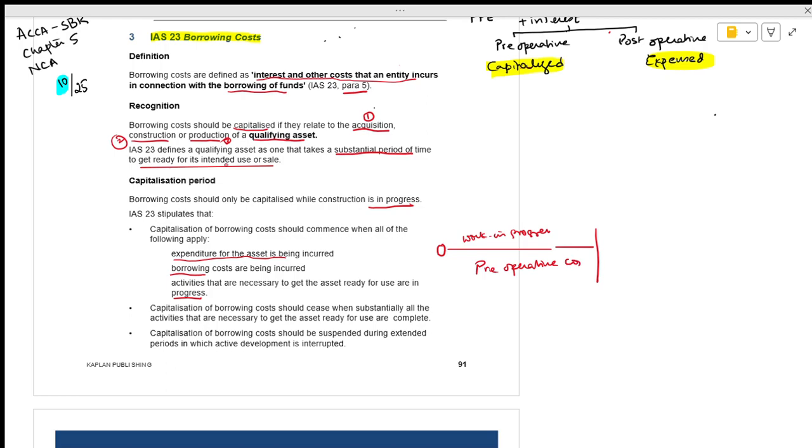In simple words, it is a pre-operative cost. Capitalization should cease when substantially all the activities necessary to get the asset ready for use are complete. The moment we say the process is over and we can use the asset, immediately we have to draw the line.